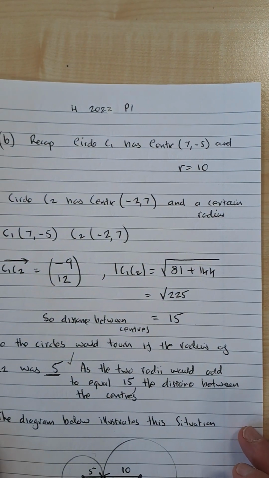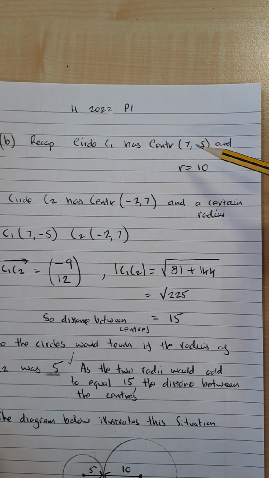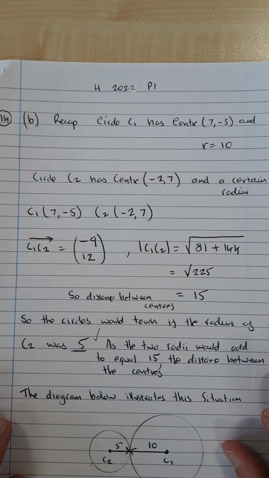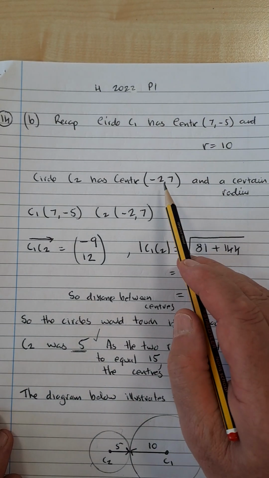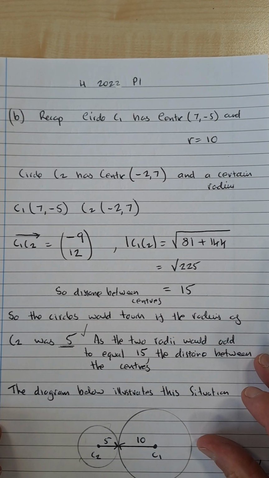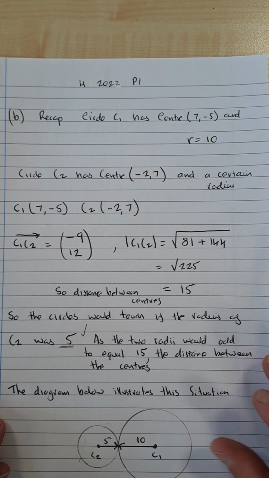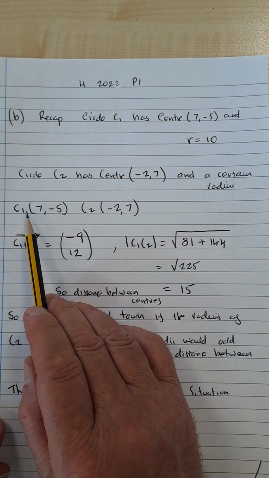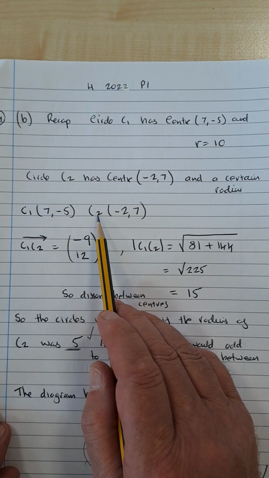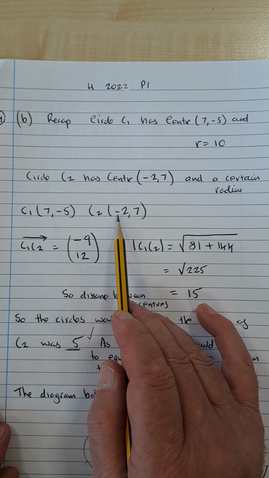So a quick recap on circle C1. It had a centre of (7, -5) and a radius of 10. And circle C2 has a centre of (-2, 7) and the radius that we're going to work out. What we're going to do here is get the distance between the two centres, C1 and C2. To get this, I just tend to get the vector between them and work out the length of it.